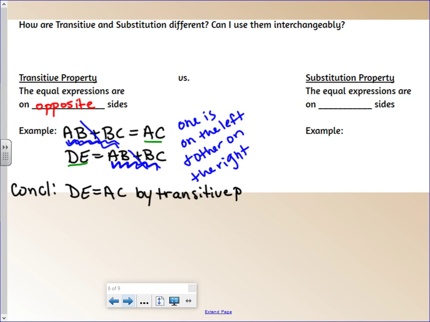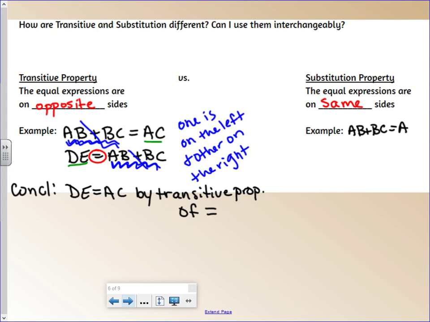Substitution is similar, but the equal expressions are on the same side of the equal sign. So if I'm given the same thing, AB plus BC equals AC, and that AB plus BC equals DE. So it's the same thing, but the second one's flipped. I used my symmetric property there and I flipped it.